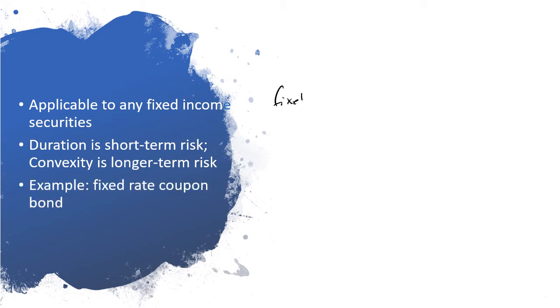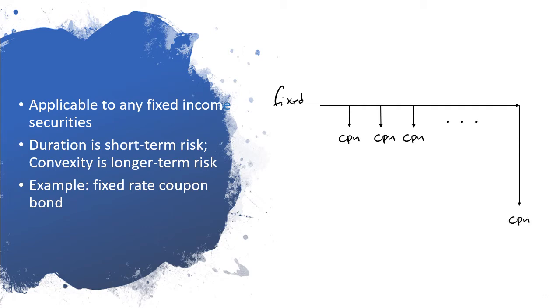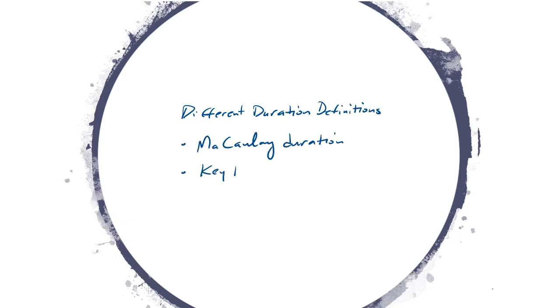Let's take a fixed-rate bond as an example. We talked about fixed-rate bonds before, which is a bond that pays a fixed amount of coupons. There are various ways to compute duration. In this video, I will talk about three popular ones: Macaulay duration, key rate duration, and effective duration. The most commonly known is the Macaulay duration.